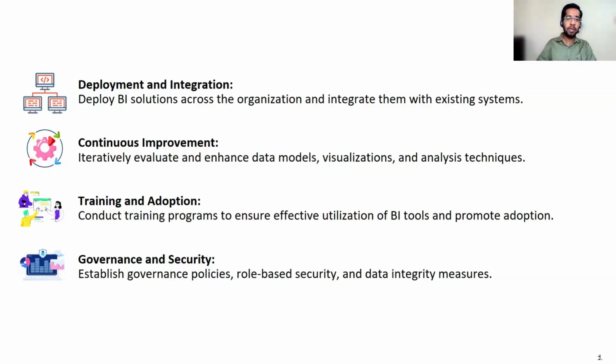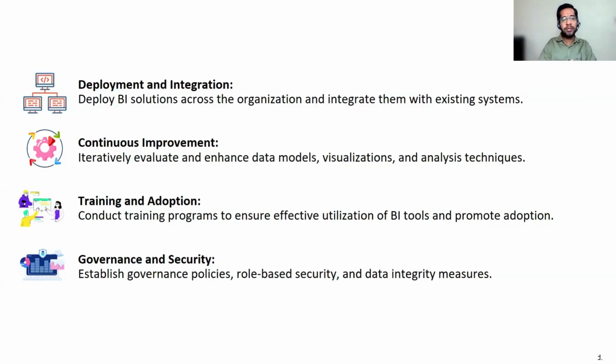The next step is governance and security. Governance and security are essential aspects of business intelligence that ensure the data integrity, privacy, and compliance. This stage involves establishing policies, procedures, and controls to govern the data usage, access, and sharing within the organization. Governance and security measures help mitigate the risks such as data breaches, unauthorized access, and regulatory non-compliance, ensuring that the data and the sensitive information is protected and used responsibly.